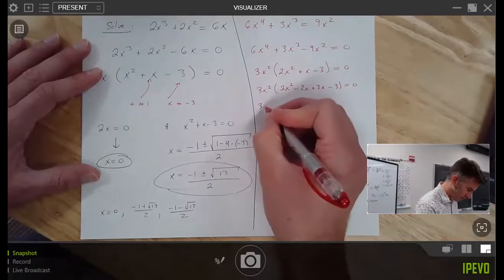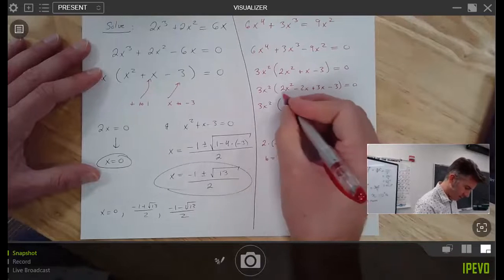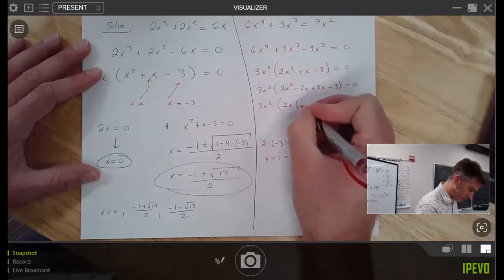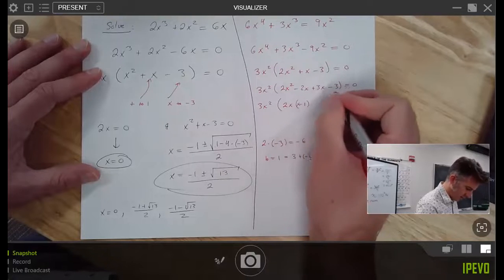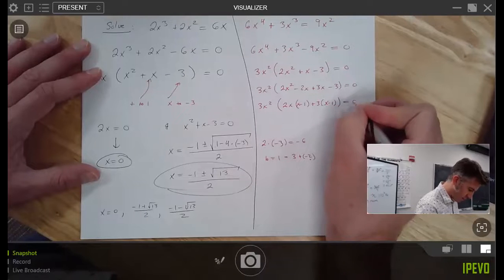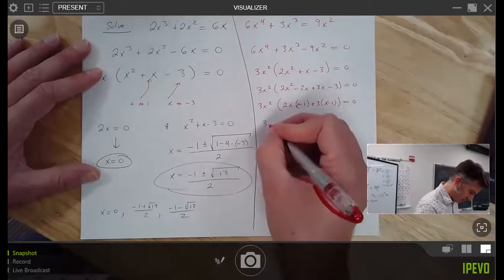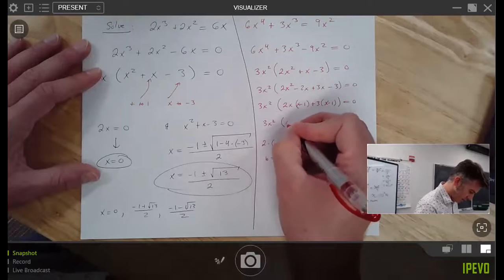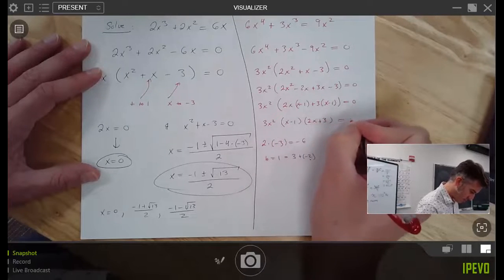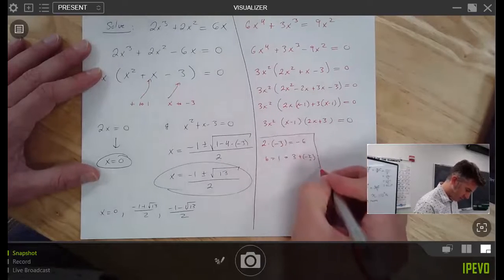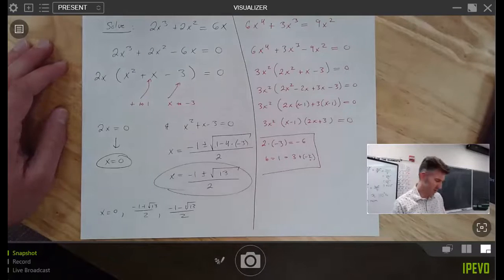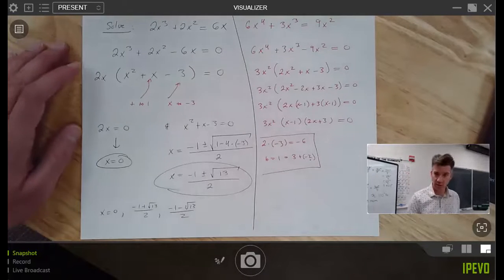And I could say it's 3x squared times, from here I factor out the 2x, and I have an x minus 1. From here I factor out the 3, I'm left with an x minus 1. And then from each of these I factor out the x minus 1, so I'm left with an x minus 1 times a 2x plus 3. It doesn't seem efficient to do it this way.